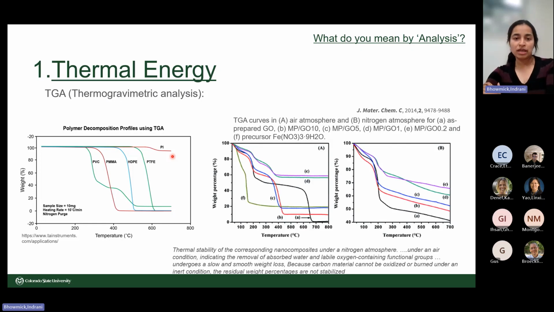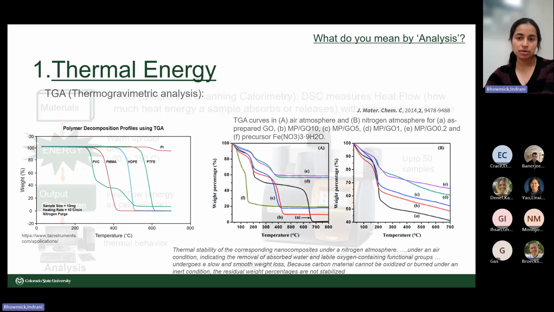And there is another cool method: in TGA, we have a nitrogen source or air, so you can do the thermal analysis under nitrogen or in an air atmosphere. Here they're showing that because this compound has a lot of carbon-based material, it could not decompose under the nitrogen environment in picture B, whereas in A it decomposes much differently. The decomposition profile looks much different in air, and that could be important sometimes for application purposes.